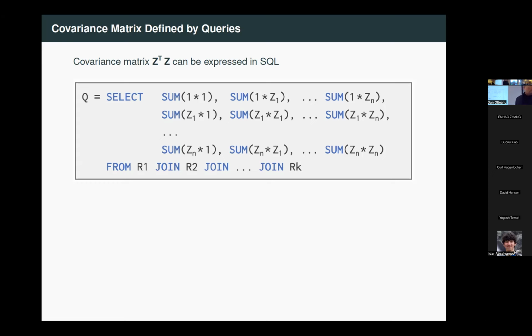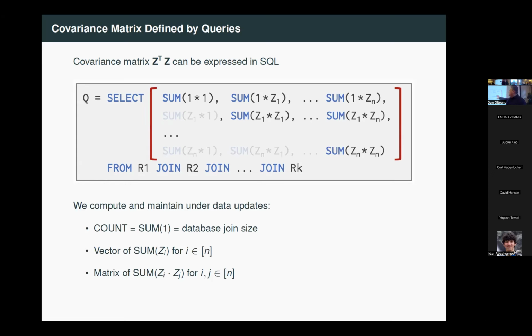Okay, so let's take this as the covariance matrix. We know that it is symmetric, so the bottom part you don't need to represent. So what we have here is that we have to compute the count.